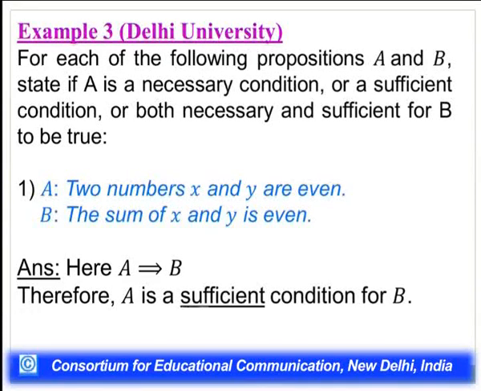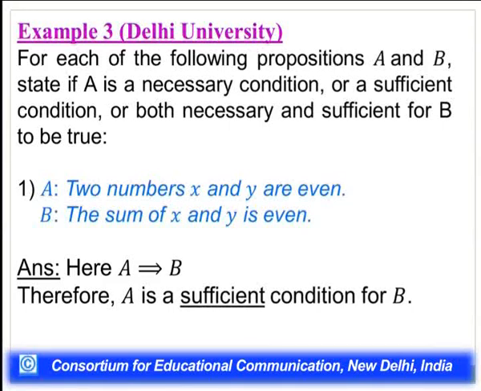Here I'm going to give you two propositions in every case, and you have to establish whether the line of reasoning runs from A to B or B to A, or both propositions are equivalent. And in particular, you have to establish whether A is a necessary condition or a sufficient condition, or both necessary and sufficient for B to be true.